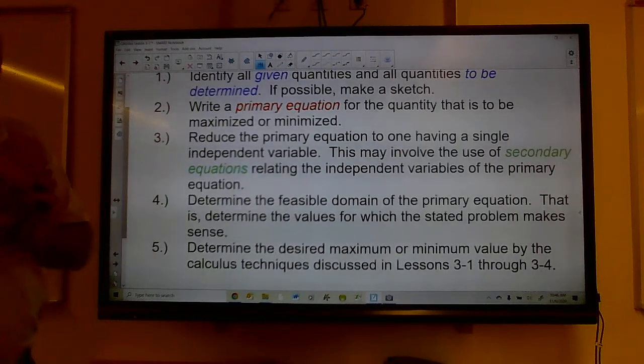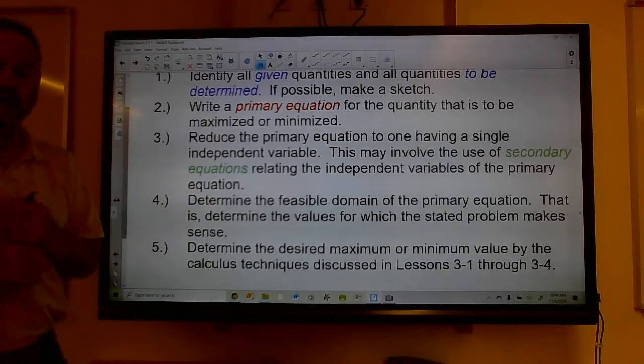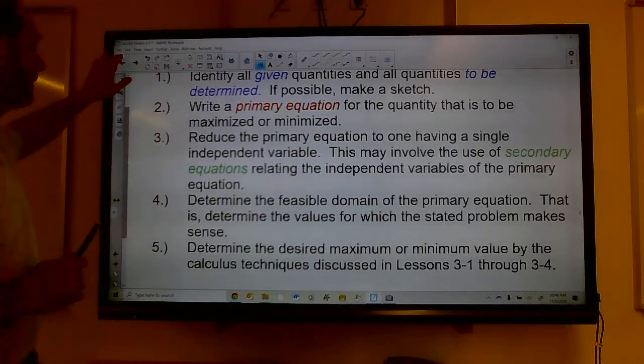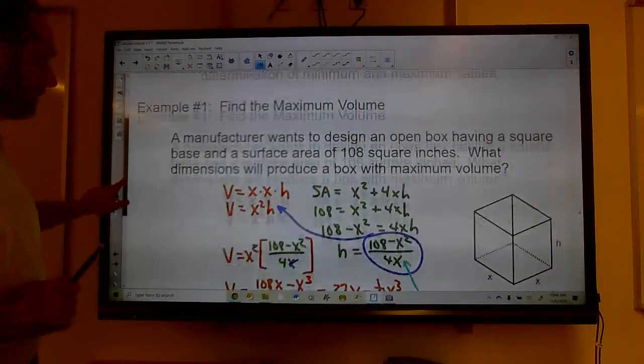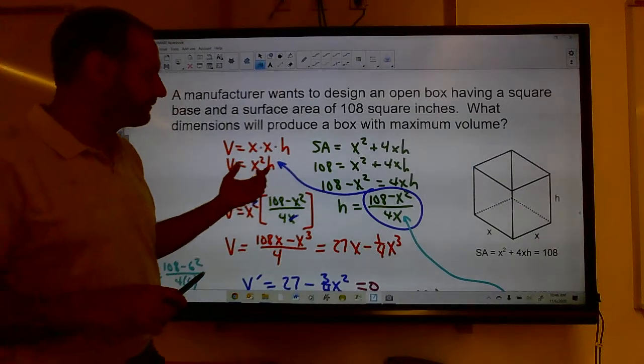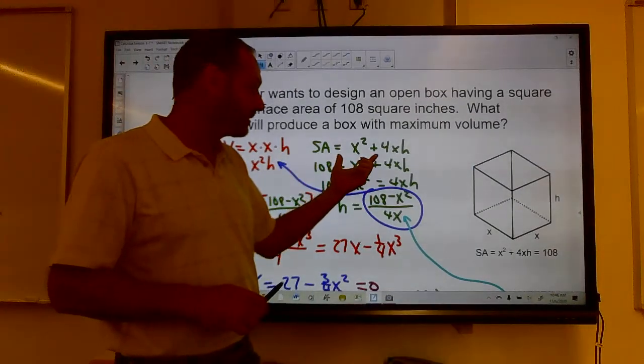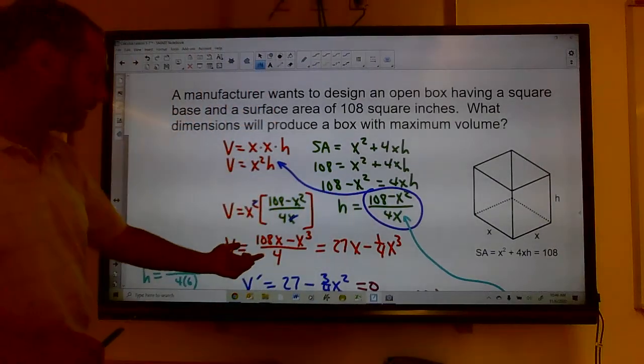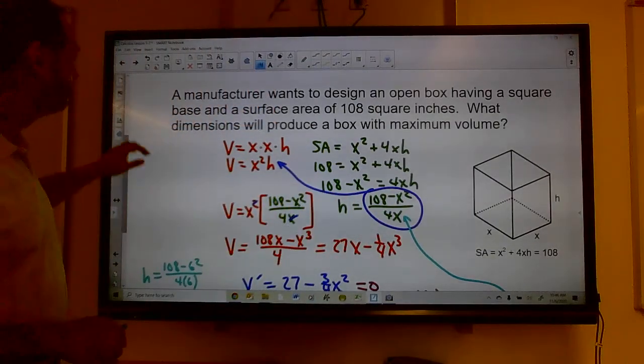This may involve using a secondary equation relating the independent variables of the primary equation, which is what we did here. We had our primary one, but it had 2 variables, so we had to get a secondary equation that we could solve for that variable, plug it back in, and now we have one equation with one variable.